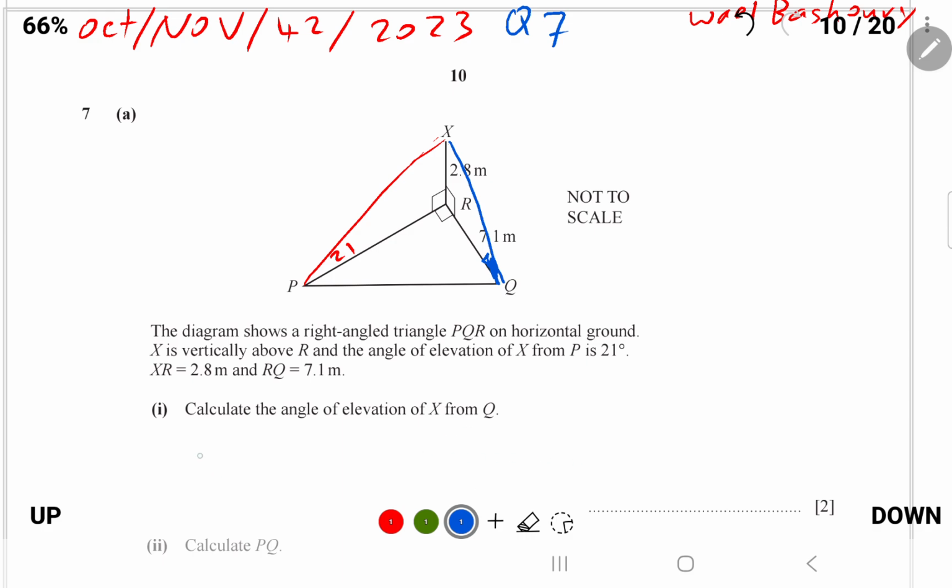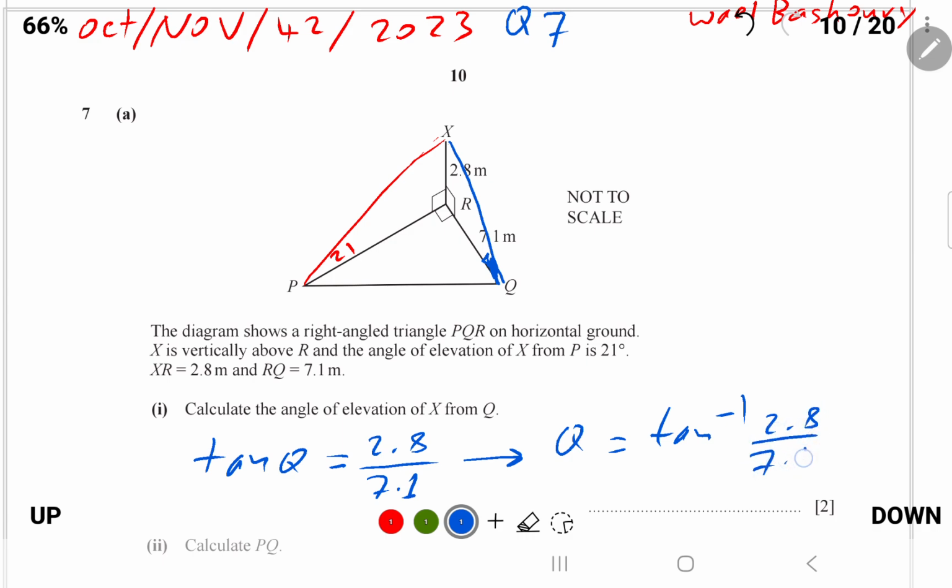XRQ, and then we say tan angle Q is equal to opposite 2.8 divided by adjacent 7.1, and then you can see Q equal tan inverse 2.8 divided by 7.1, and like this you get Q equal 21.5, and that is question A.